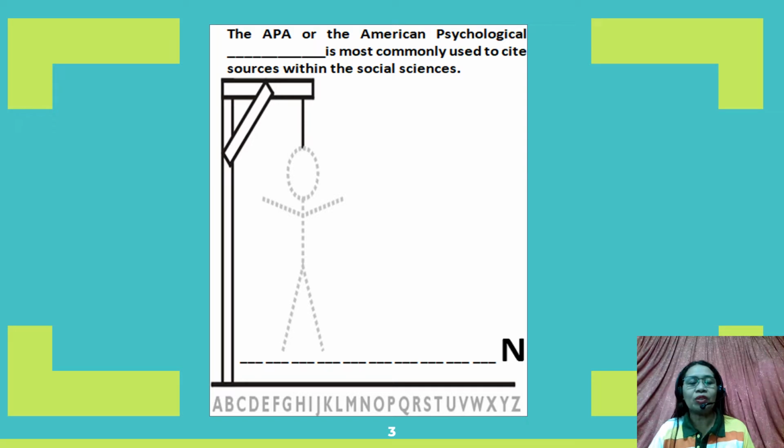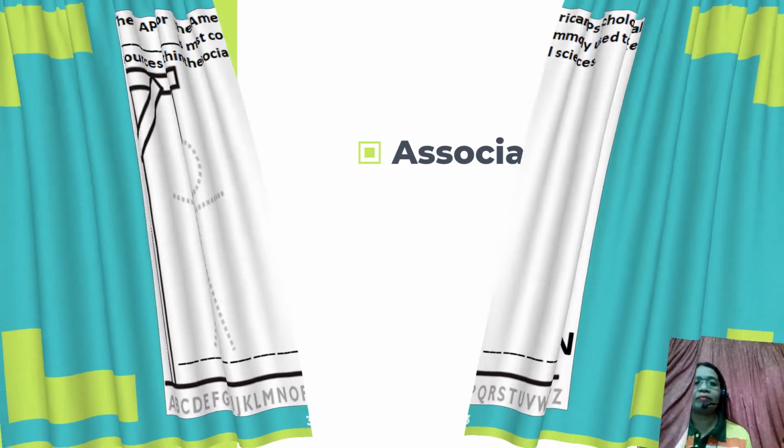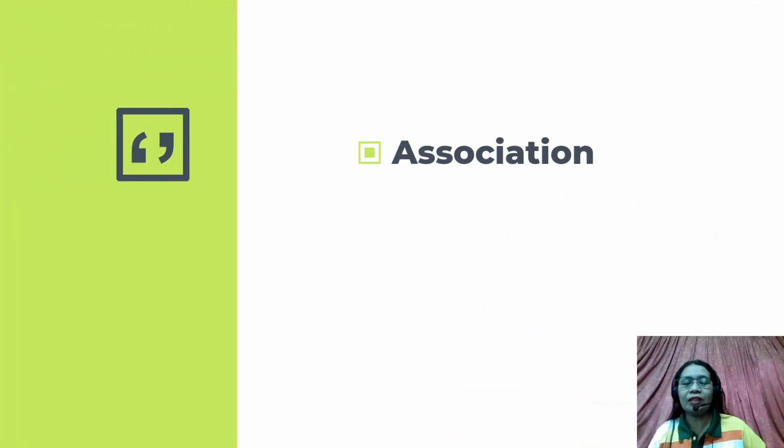The first question that we have: the APA, or the American Psychological Blank, is most commonly used to cite sources within the social sciences. So any group who can guess the correct answer? The answer is association. So group number 1 and group number 3, you've got the correct answer. Congratulations.